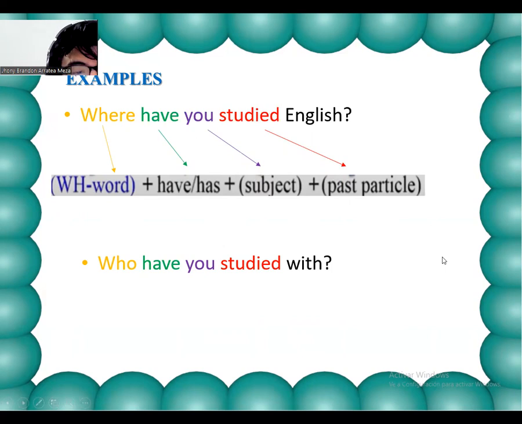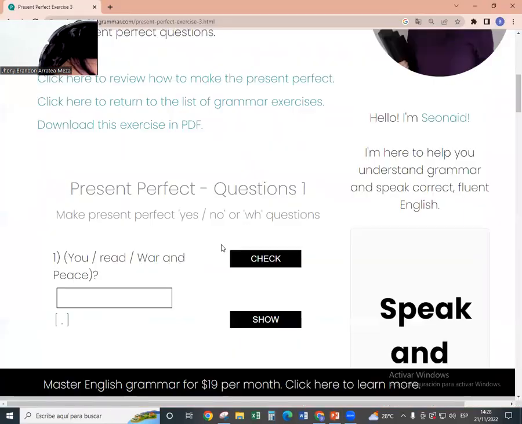Well, very similar to this, we have the other sentence. What is the double H word here? Very good, it is who. And what about the verb? Very good, have. What about the subject? Very good, you. And finally, what about the verb in past participle? Studied. Very good. And now, students, let's practice. Well, here we have some sentences. In this activity, we have some words in parentheses, and we should form some questions with these words.